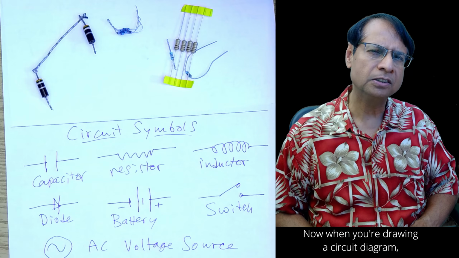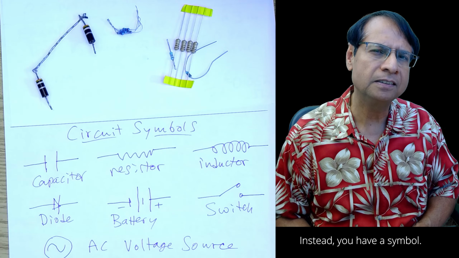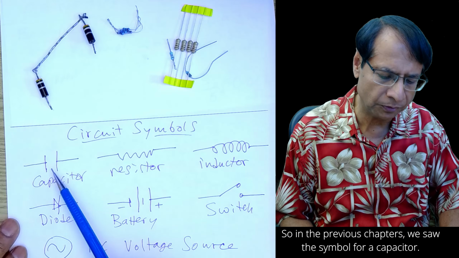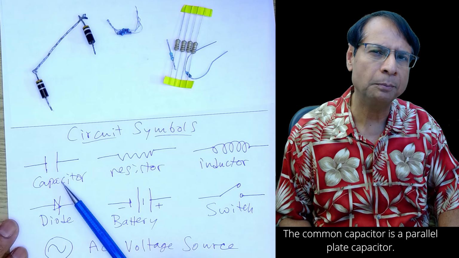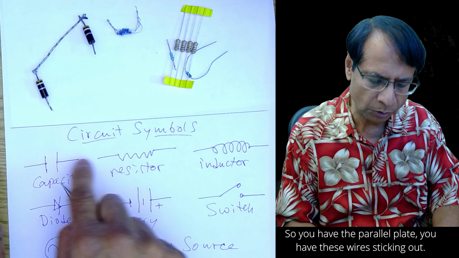Now, when you're drawing a circuit diagram, you do not draw pictures of these resistors. Instead, you have symbols. In the previous chapters, we saw the symbol for a capacitor. The common capacitor is a parallel plate capacitor. So you have the parallel plates, and these wires sticking out.